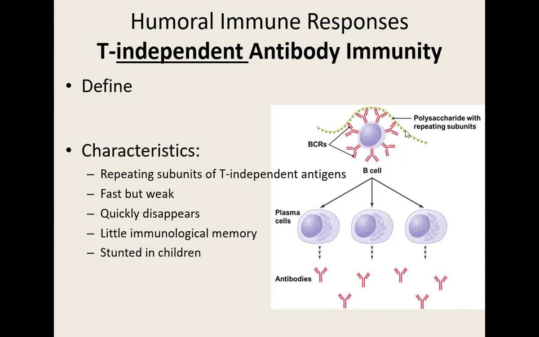Now, that just means it's going to recognize antigens without T cells. It's a fast response, as fast as it can possibly be. Again, it can take 2 weeks to turn out lots of antibodies. But it's going to turn out those antibodies. Those antibodies are going to go away. The plasma cells are going to go away. We usually don't get as many memory cells, and so there's little immunological memory. And the whole process is even slower in children.